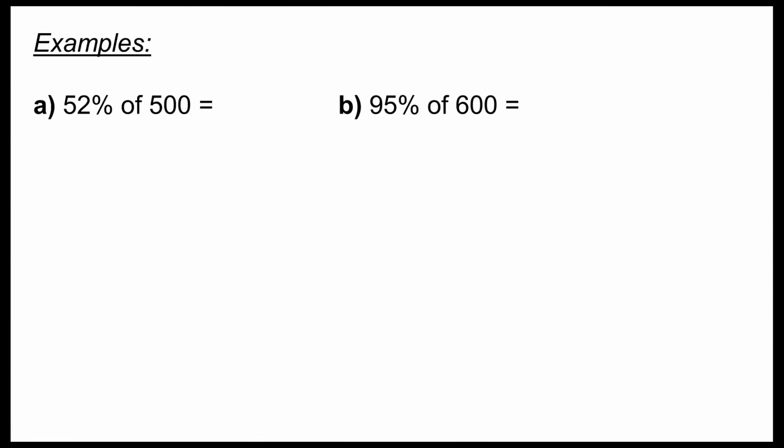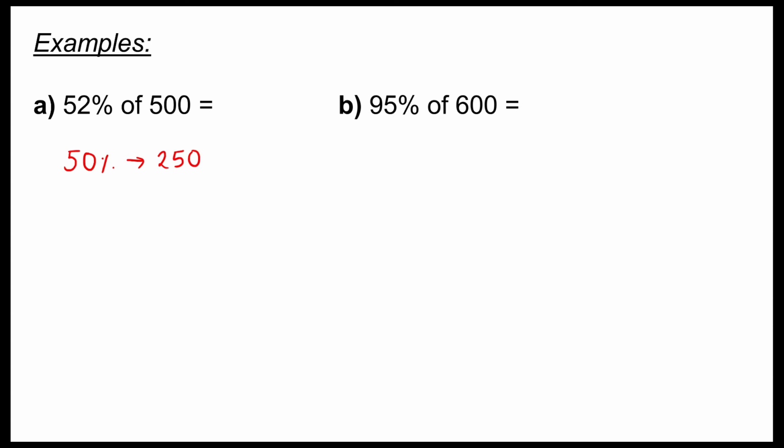Once you start to get a little bit more confident, you can begin using percentage facts that you know already, such as 50%. In this first example just here, we can use the fact that 50% is half of something to work out half of 500 as being 250. That bypasses having to work out 10% and then multiply it by 5.